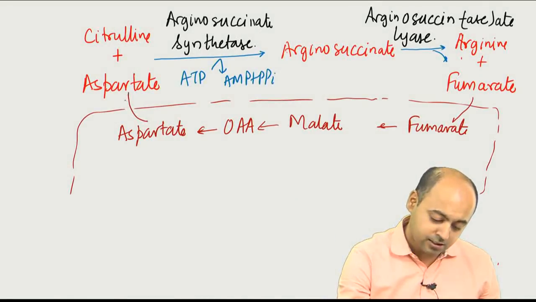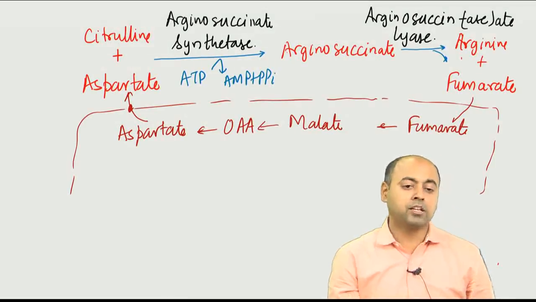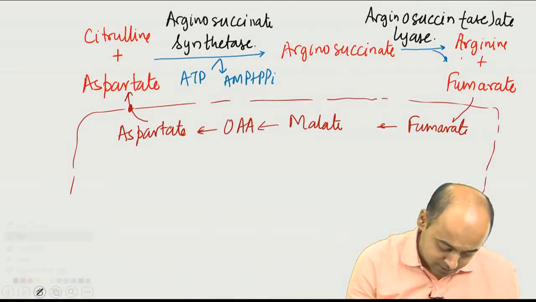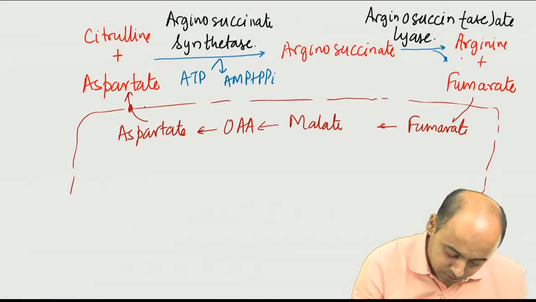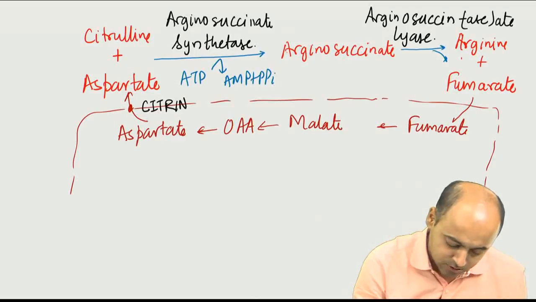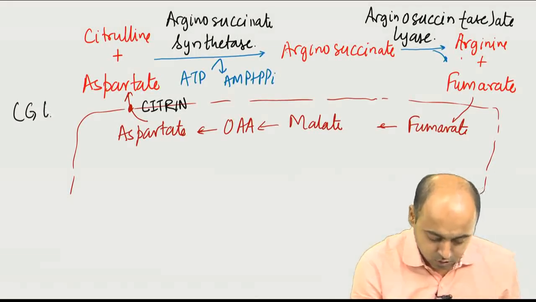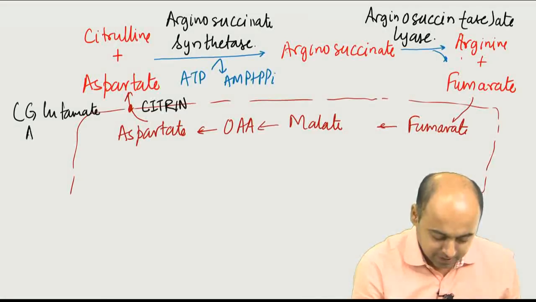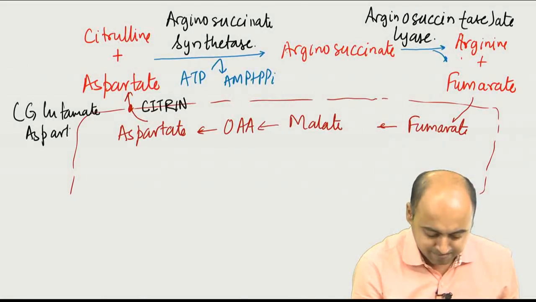The aspartate is then transported outside by the glutamate aspartate shuttle, also known as the citrin. The name of the transporter is citrin. It is the glutamate aspartate transporter.